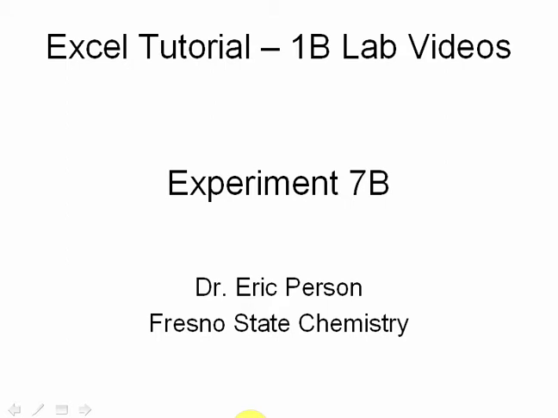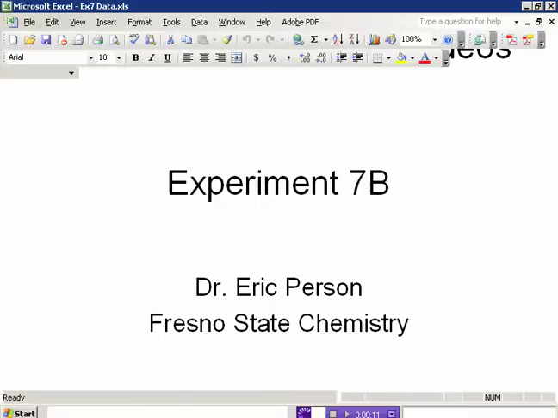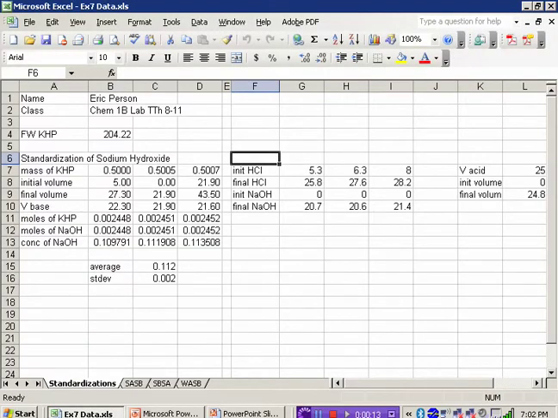Hello, in this Excel tutorial video for Chem 1B, we'll be looking at the next step in the data workup for experiment 7. Last time we standardized the sodium hydroxide calculation, we got an average and a standard deviation. This time we're going to move on and tackle the next set of data, which was the standardization titrations for hydrochloric acid.